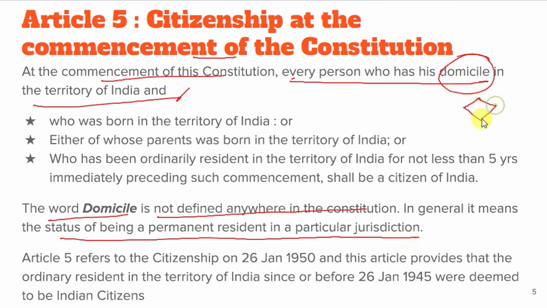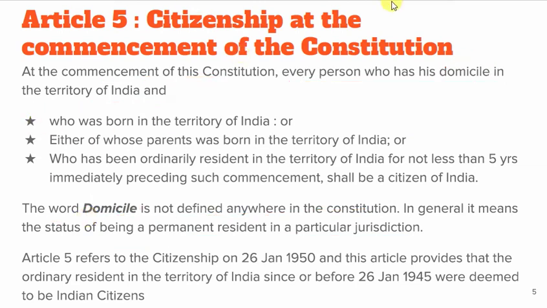So if you live under a particular jurisdiction, you enjoy that particular town or city's privileges, having a permanent residency, as you do have a permanent address in your Aadhaar, which is going to be your permanent address for your entire life, unless you shift into another jurisdiction. There you have certain rights, like your right to vote, and whatever privileges come under that jurisdiction, you enjoy as a resident of it. So the domicile is nothing but the status of being a permanent resident in a particular jurisdiction.